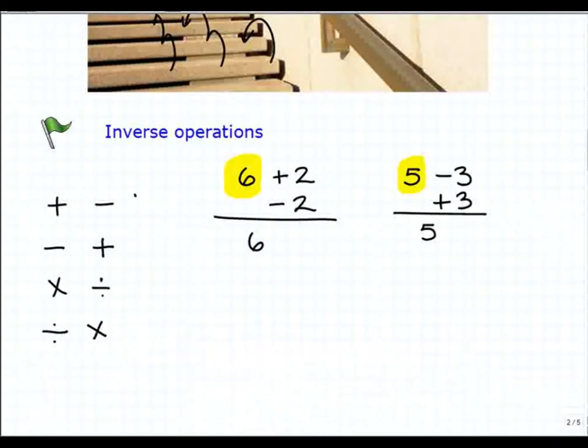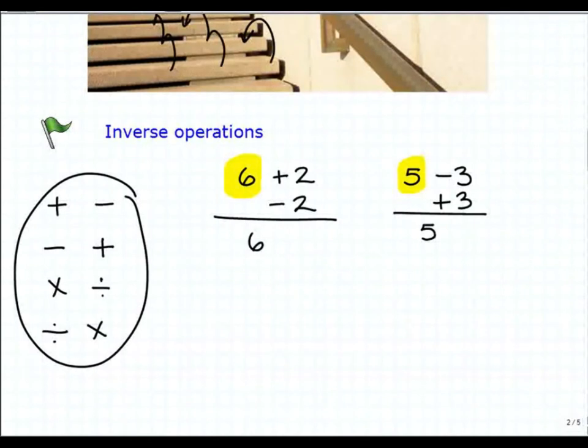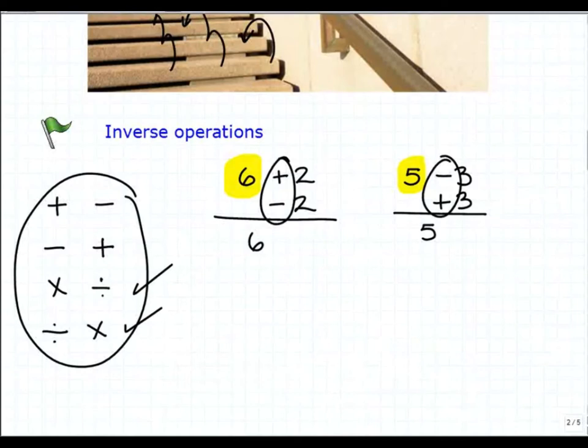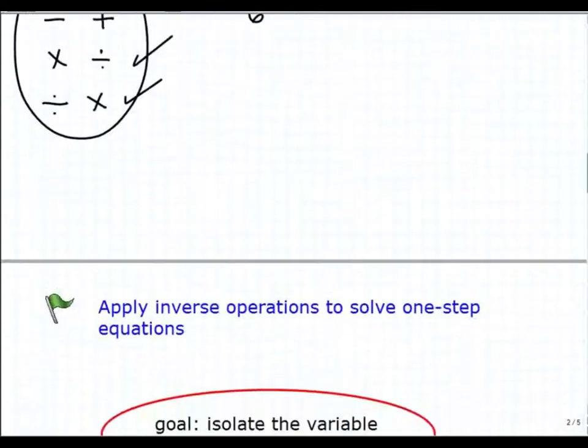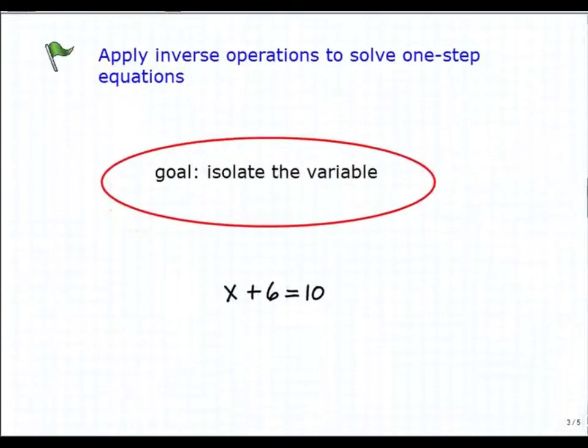And we're going to see all these inverse operations in play when we actually start learning how to solve these one-step equations. But this is just the general concept of an inverse operation. It's an undoing operation. For addition it's subtraction, for subtraction it's addition, for multiplication it's division, and for division it's multiplication. And this is going to be key when we're solving one-step equations, or any equations for that matter. So when we're solving an equation, the goal is to isolate the variable, to get the variable all by itself.